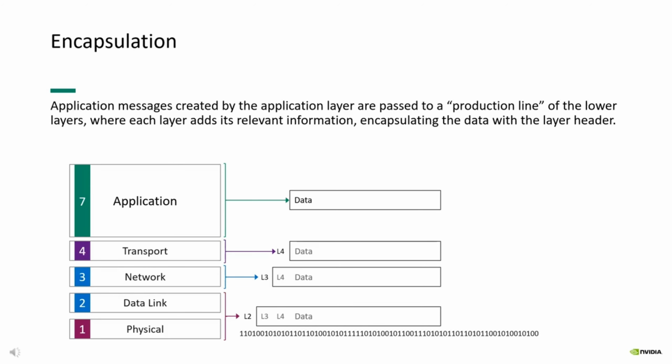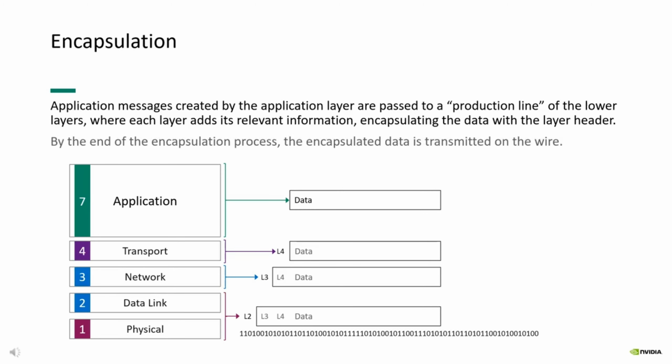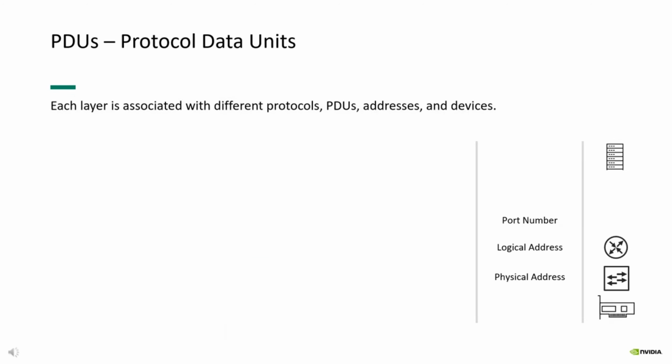A header is the supplemental data placed at the beginning of a block of data when it is transmitted. The supplemental data is used at the receiving side to extract the data from the encapsulated data packet. This packing of data at each layer is known as data encapsulation. By the end of the encapsulation process, the encapsulated data is transmitted on the wire. Each layer is associated with different protocols, PDUs (protocol data units), addresses, and devices. Let's see these for each of the layers.